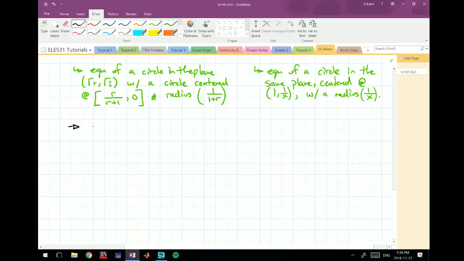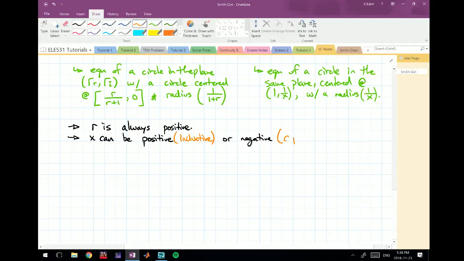R is always positive because we know that resistance is always going to have to be positive, at least in these conventional cases. X can be positive or negative, any sort of number. If it's positive, then it's inductive reactance, or it can be negative, and if it's negative, then it's capacitive reactance. So we have here the general case for the impedance.